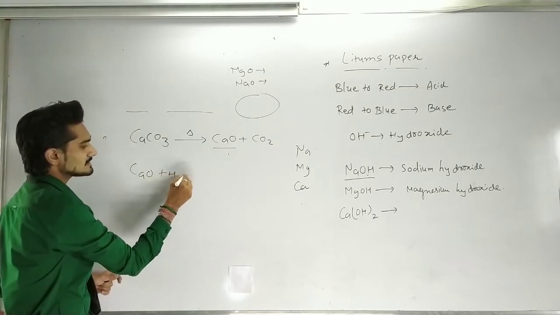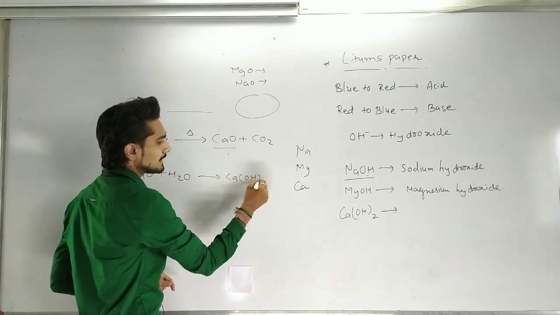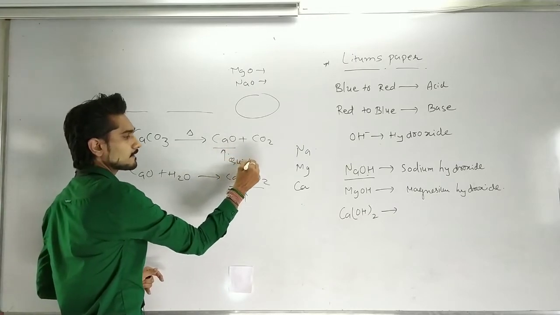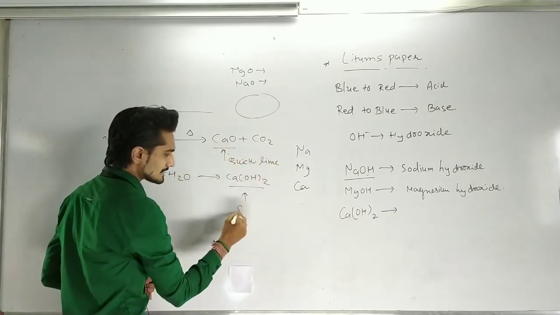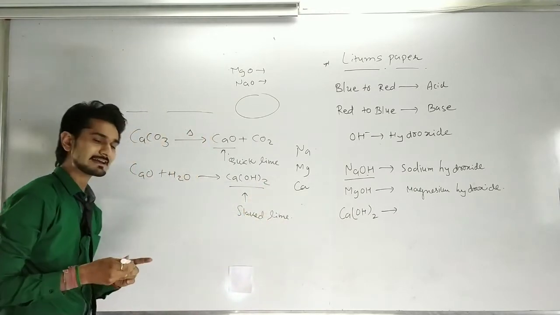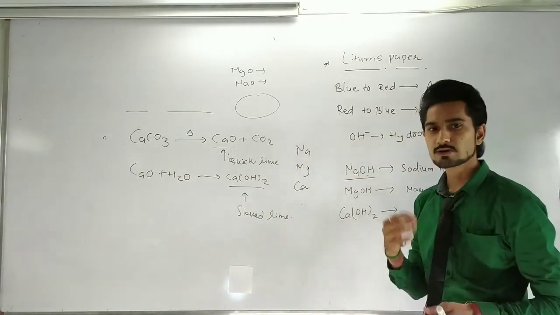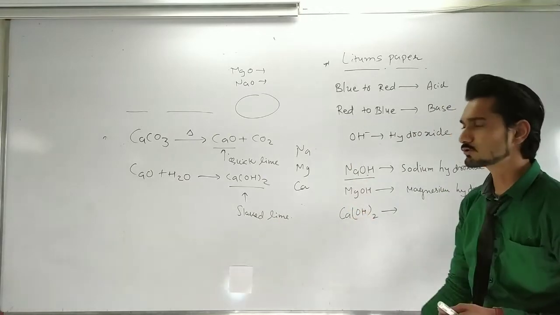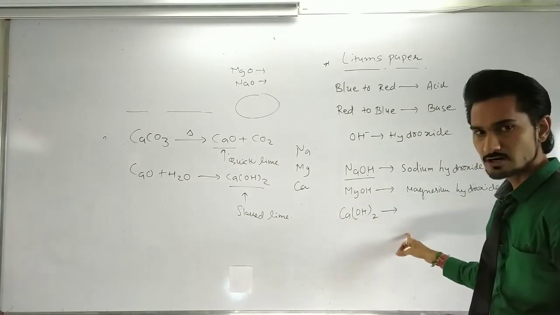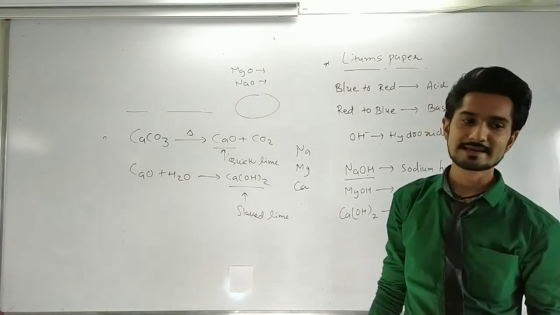Now if I process CaO with H2O, it gives us CaOH2, and we know that it is quicklime, and it is a slaked lime. So that slaked lime we can also consider as a base. You can pause here and take a screenshot if you want, but it comes in chapter number 1. So we have attached the CaOH2, and it is also called calcium hydroxide, or you can say that it is slaked lime.